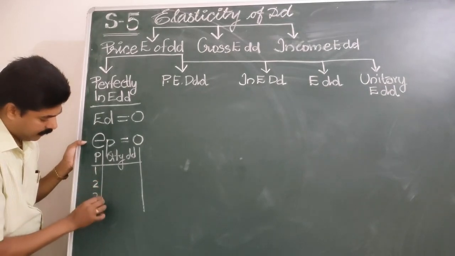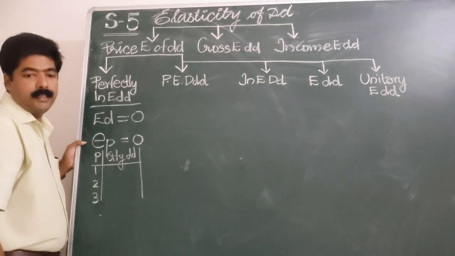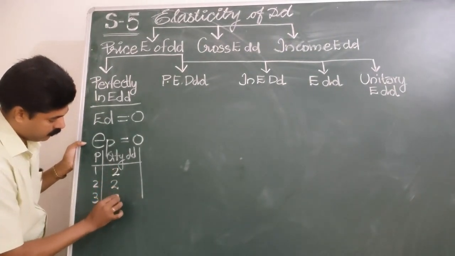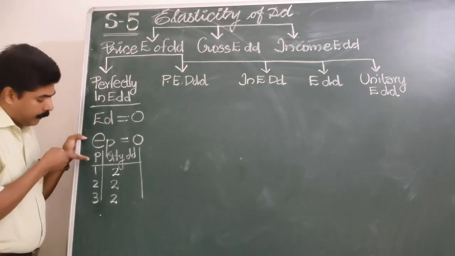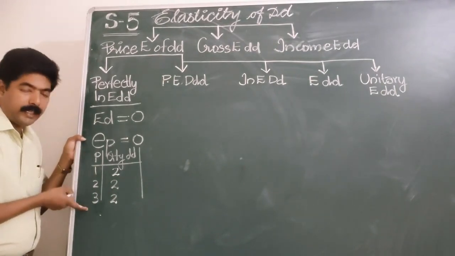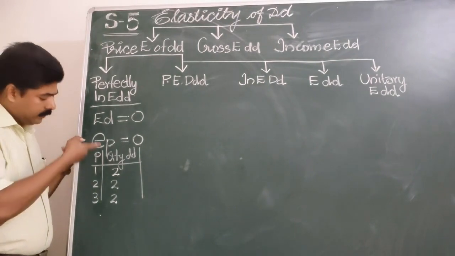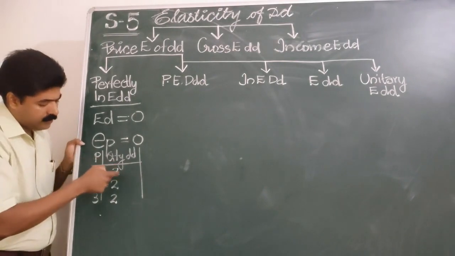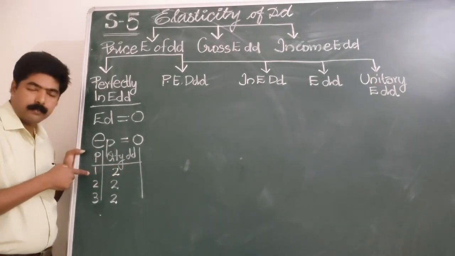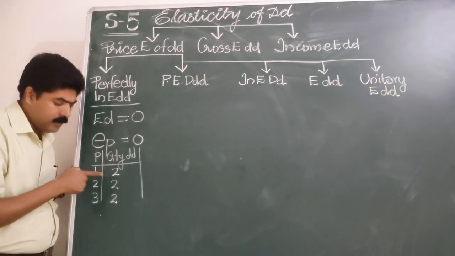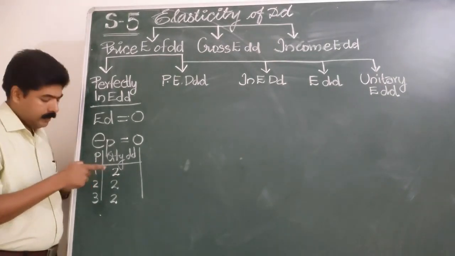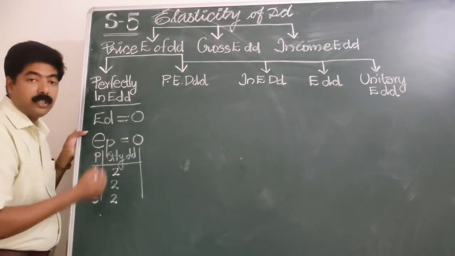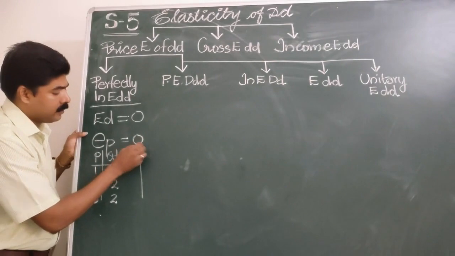1, 2, 3 are the prices and quantity demanded. We take 2, 2, 2. What does it mean? Price varies. 1, 2, 3 are the different prices. With these different prices, the quantity demanded of that particular commodity never changes, it remains the same. At rupees 1, 2 quantities of the commodity, and at 2, 3 the same quantity remains, and therefore the numerical value is 0.